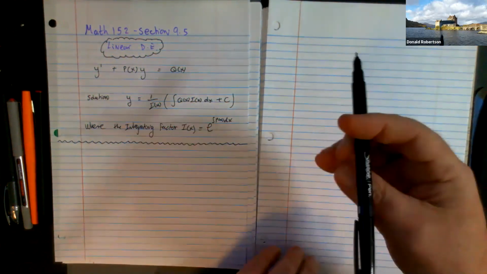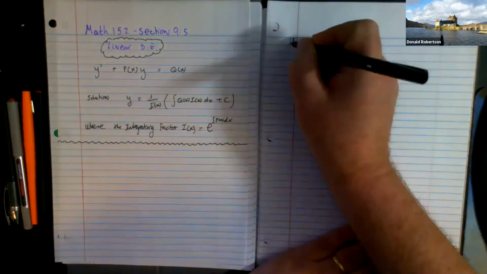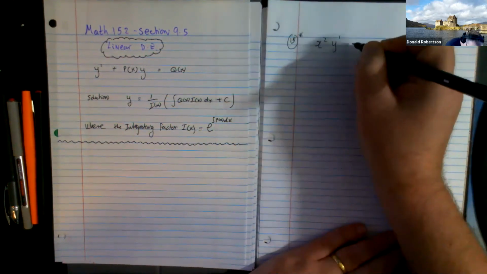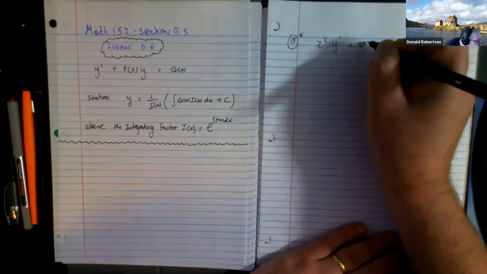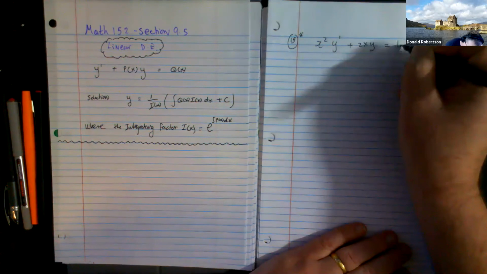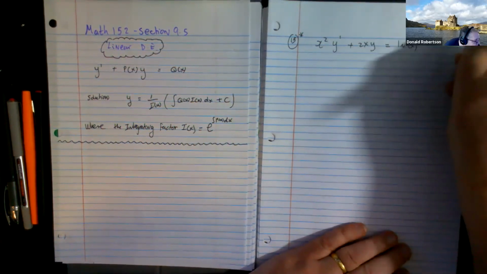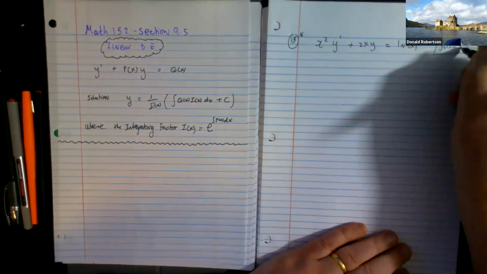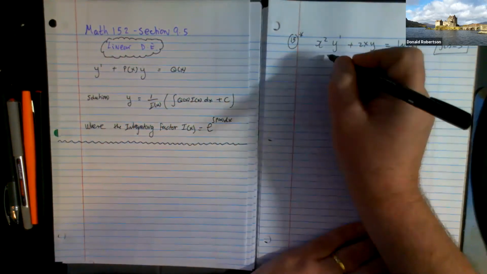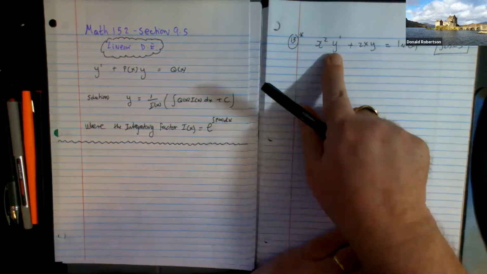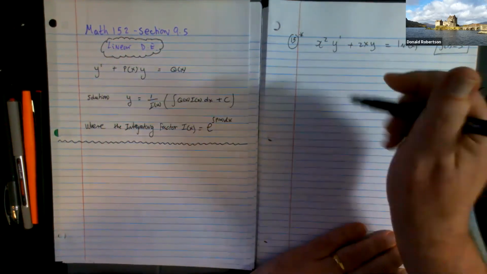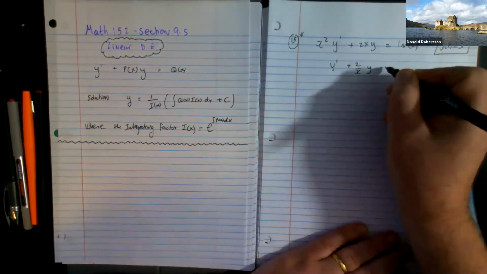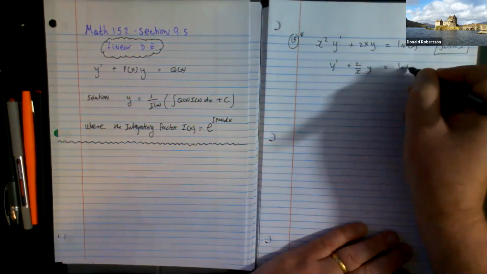This is question 15. X squared y dashed plus 2xy equals log x. And the boundary condition is y1 equals 3. Divide everybody by x squared because this guy must be on his own. And if you do that, you get this guy. And you got this guy.